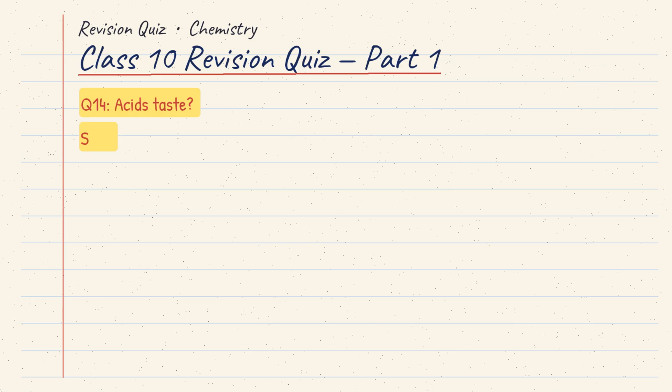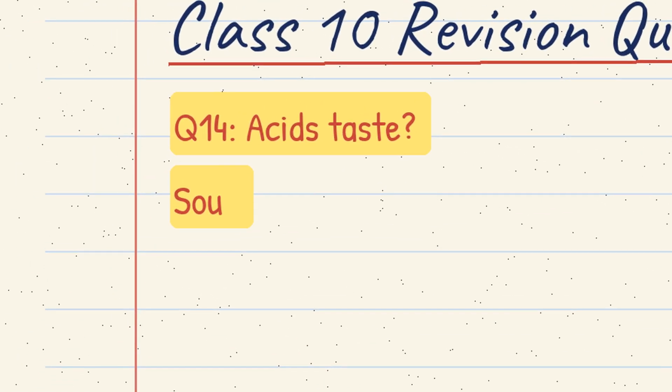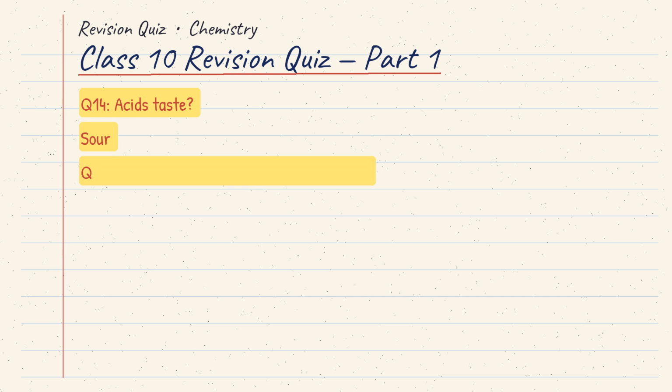The answer is sour. Like lemon and vinegar. Question 15. Acid turns blue litmus to which color? Pause and think.